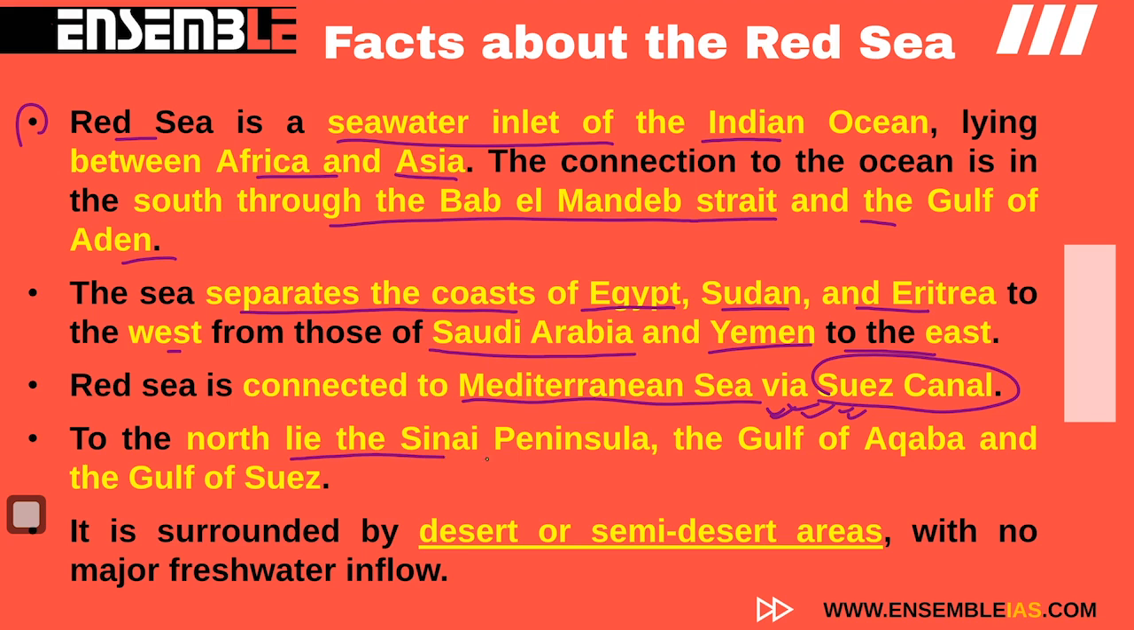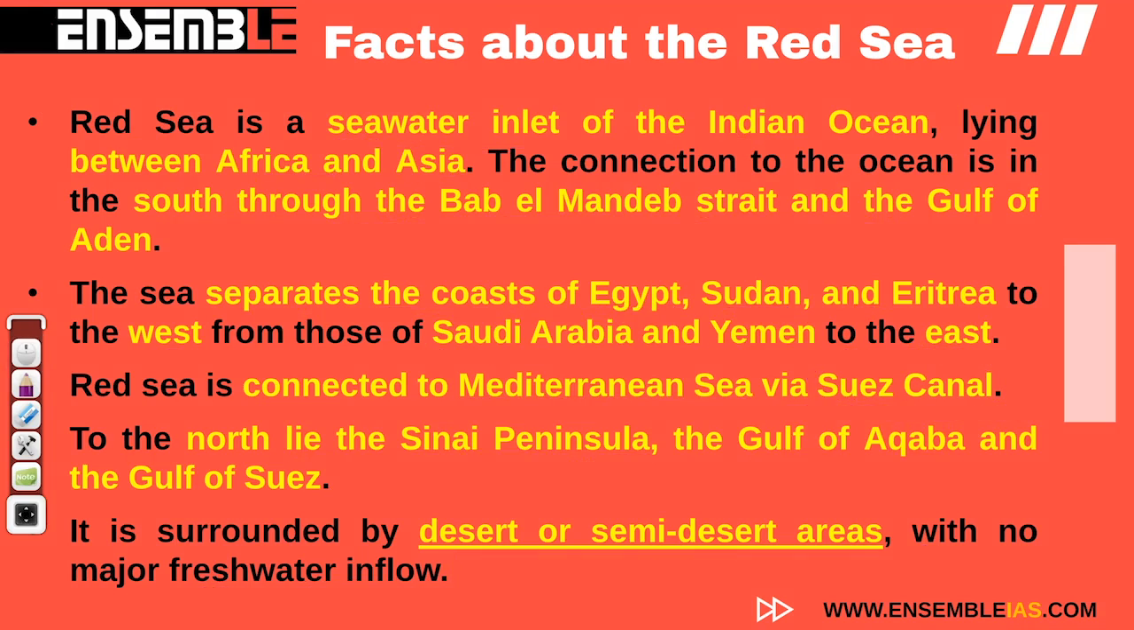To the north lies the Sinai Peninsula. Now you can recall the location of the Sinai Peninsula, the Gulf of Aqaba and the Gulf of Suez. Again, the Gulf of Suez is associated with the Suez Canal, which we will see in our next video. It is surrounded by desert or semi-desert areas with no major freshwater inflow, and this is one of the reasons why the salinity in the Red Sea is very high.